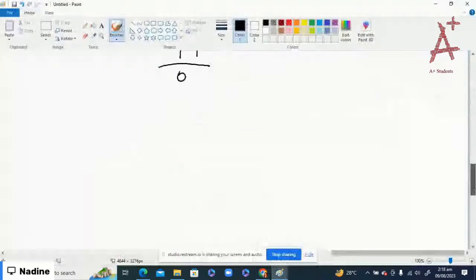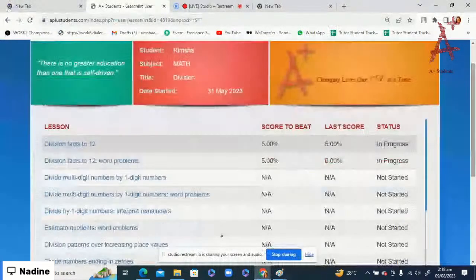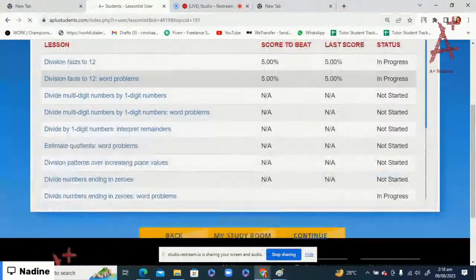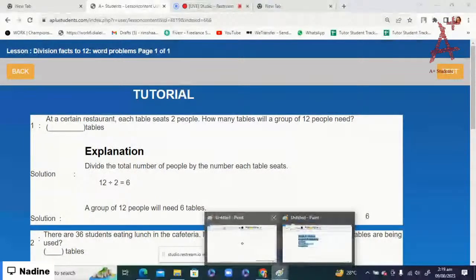Now here we're gonna practice the word problems. Here is the question. At a certain restaurant, each table seats 2 people. Okay? Each table seats 2 people. Then how many tables will a group of 12 people need? 12 over 2, because the total number of people is 12 and each table seats 2 people.